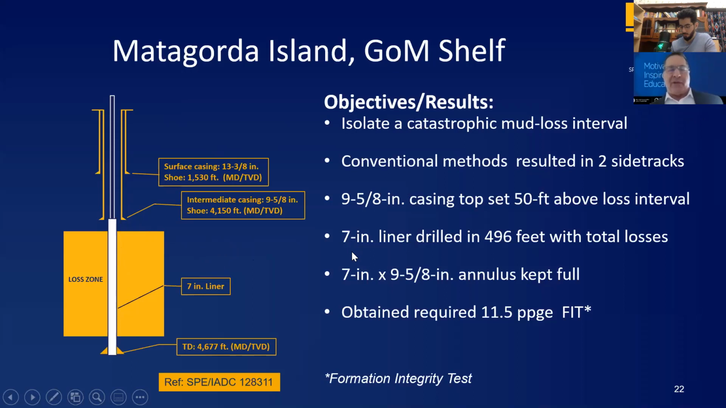They drilled a 7-inch, 23-pound liner, about 800 feet in length, drilling about 500 feet through this loss zone, all the while with total losses, but they were able to keep the annulus full. They were losing about 20 barrels an hour down the backside. They easily kept the annulus full and obtained a decent cement job. Got an 11.5 pound per gallon formation integrity test, and it worked out really well.